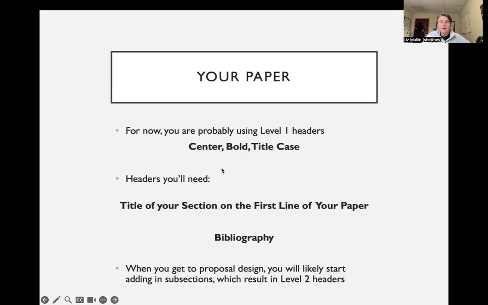For your own paper, you're probably going to be using level 1 headers. Like I said, you're not really going to get into subsections. You'll need this for the title of your section on the first line of your paper. So basically the title of your paper will be bold, center, and title case. Then your bibliography is bold, center, and title case. Later in your graduate career, you might get into subheaders, in which case level 2 and level 3 will be appropriate for you. All right, that's it.